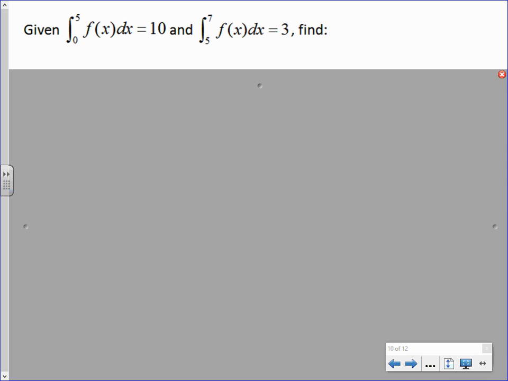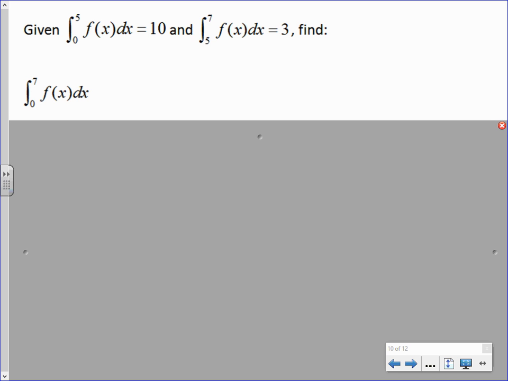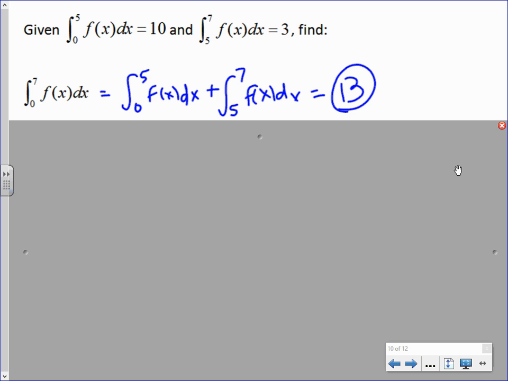Given those two pieces of information, the integral from 0 to 7, what do we have to do? We have to add them together. This equals the integral from 0 to 5 plus the integral from 5 to 7, which would be 13.